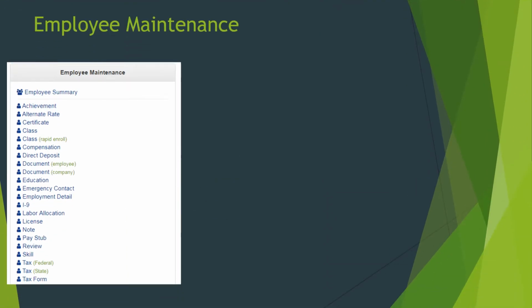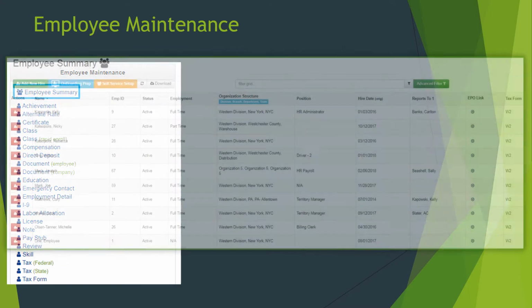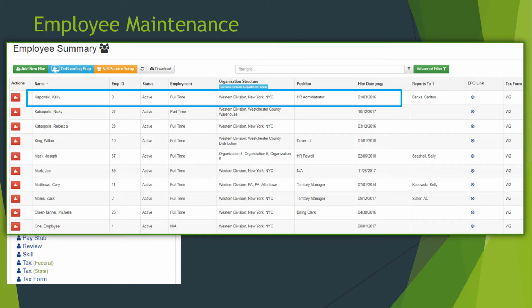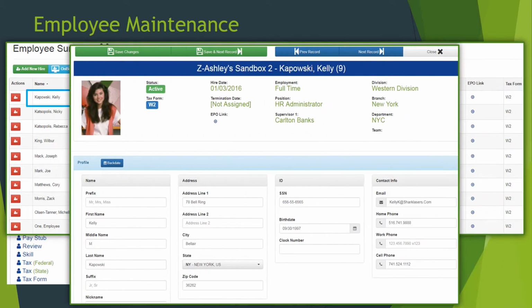The Employee Maintenance menu is home to the employee data. Within this menu is the Employee Summary. The Employee Summary dashboard presents itself as an employee grid or roster. With a single click of an employee's line entry, the employee record will expand.